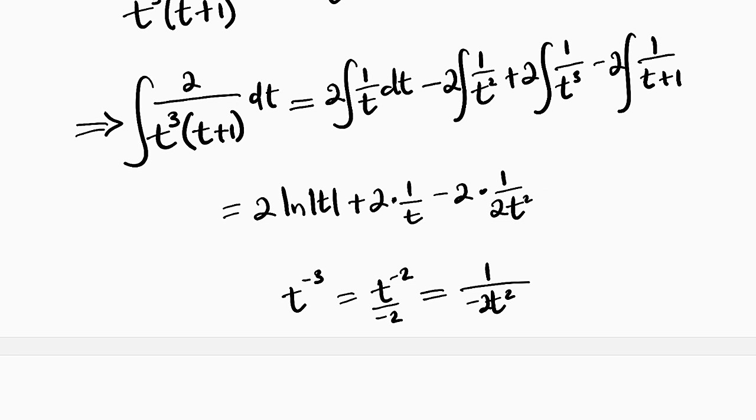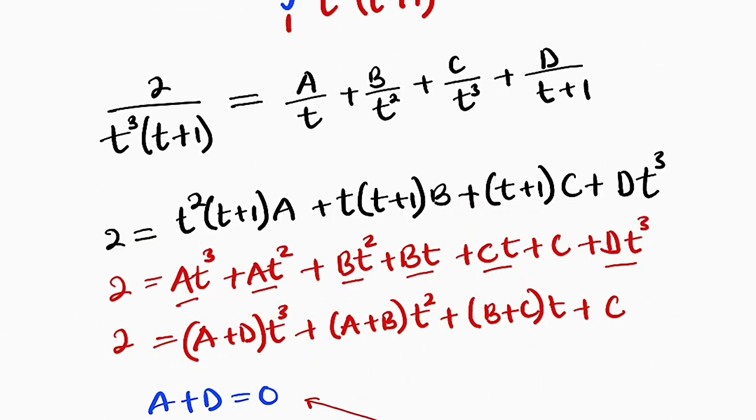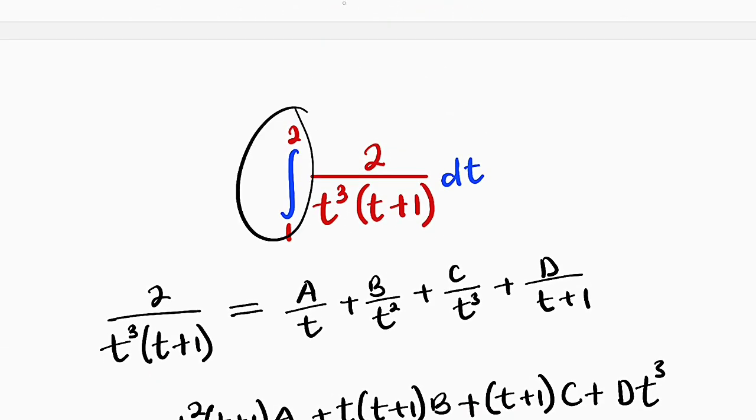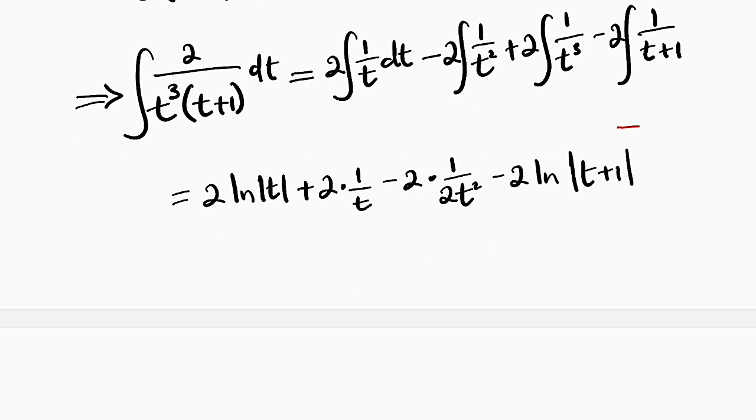Then lastly, we have minus 2 times the integral of this one. Just observe that the derivative of the bottom will give you 1, and we have 1 on top. So this will be the natural log of the absolute value of the denominator. Don't add the constant of integration because remember we have a limit. The limit is from 1 to 2. So we are integrating from 1 to 2.